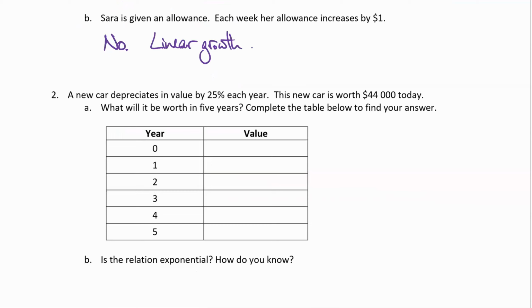Okay, let's keep it going. A new car depreciates in value by 25% every year. The new car is worth $44,000 today. What will it be worth in 5 years?